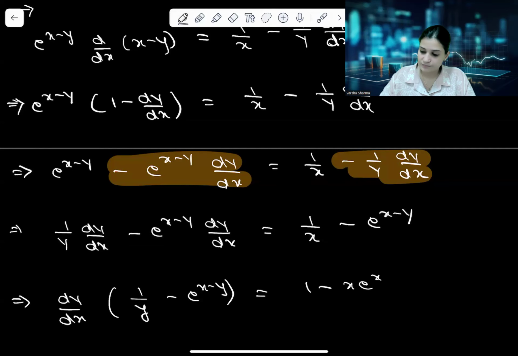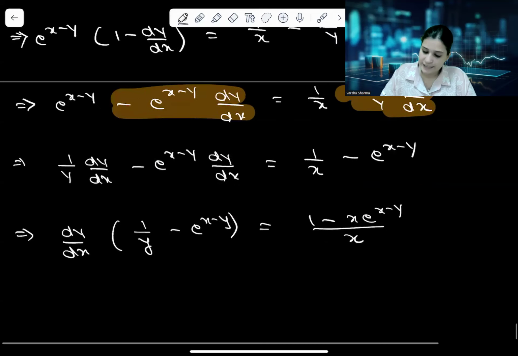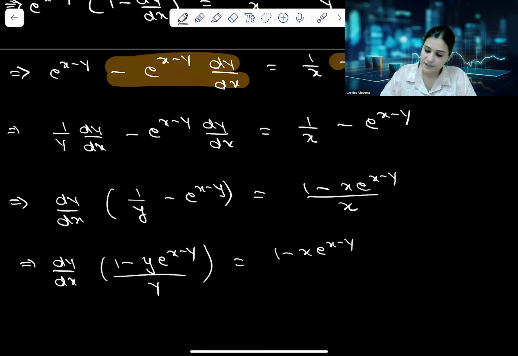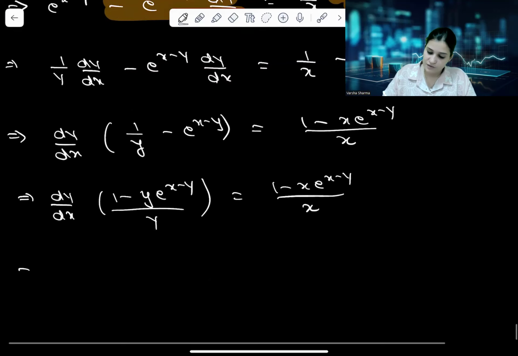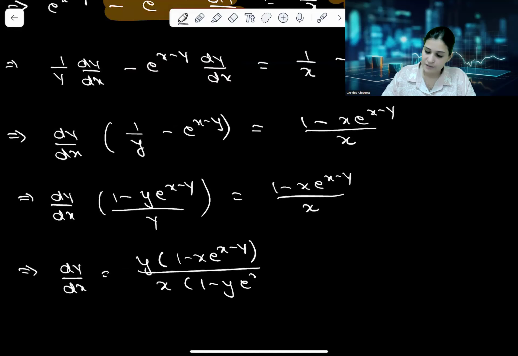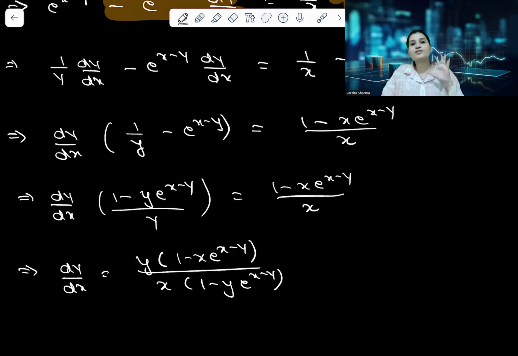Taking LCM here. Again, taking LCM in the bracket: (1 − y e power (x − y)) by y, and (1 − x e power (x − y)) by x. So dy by dx equals y into (1 − x e power (x − y)) over x into (1 − y e power (x − y)). Very complicated answer, but in differentiation, you usually get the answer if you're a little patient and just wait a little.